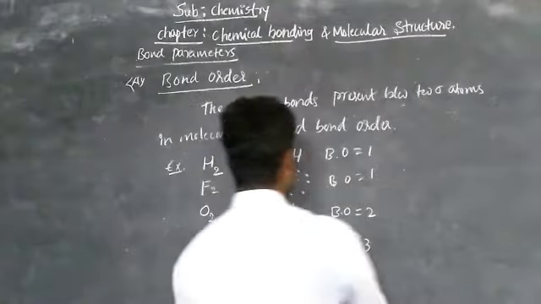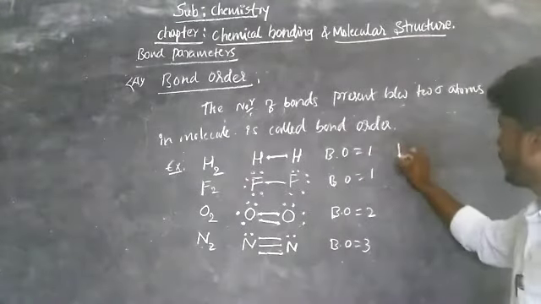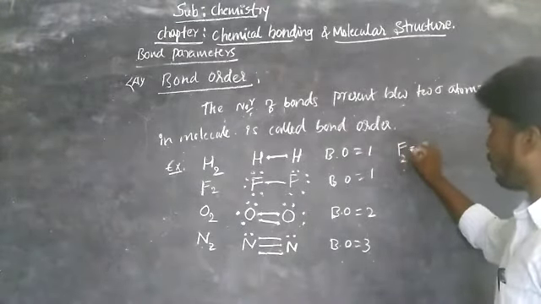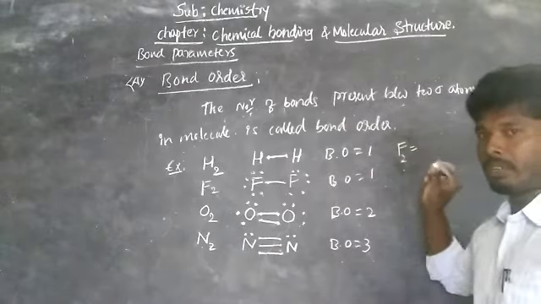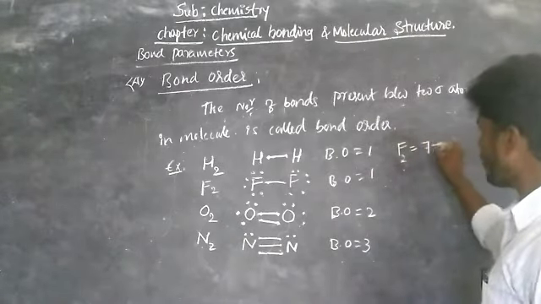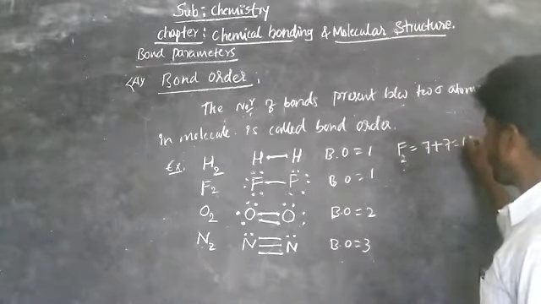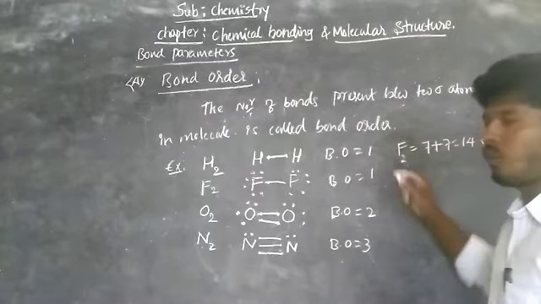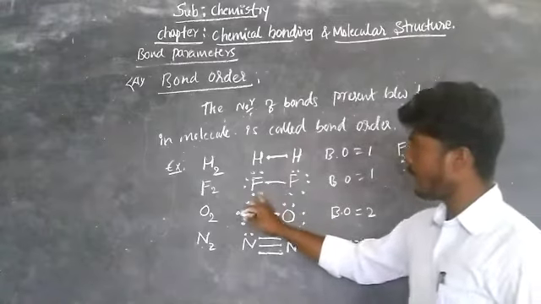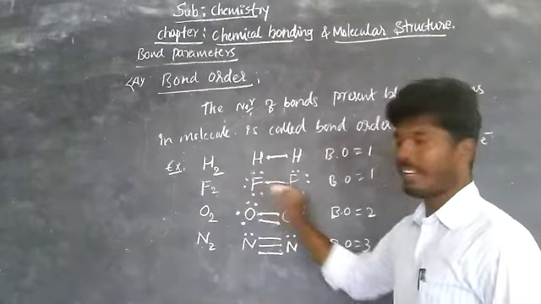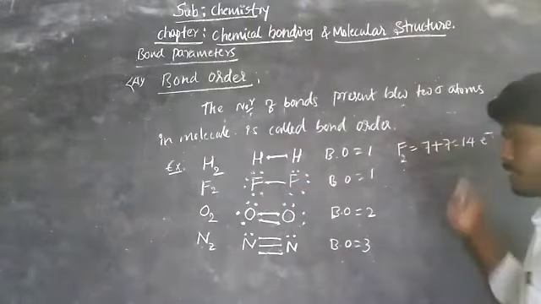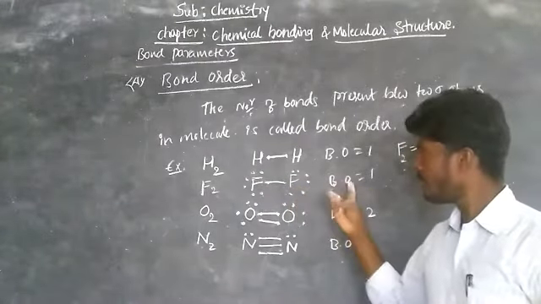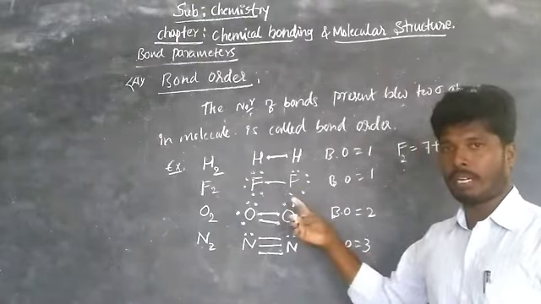Now for example, take fluorine. How many electrons are present in the fluorine molecule? Each fluorine contains 7 electrons, right? 7 electrons plus 7 electrons, totally 14 electrons are there in the fluorine molecule. See, observe 1, 2, 3, 4, 5, 6, 7. 7 electrons for each fluorine, totally 14 electrons. The bond order is 1 only for the fluorine molecule.